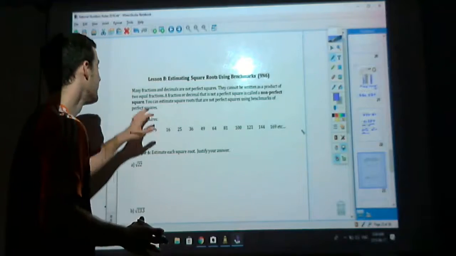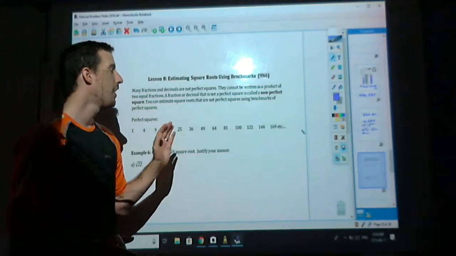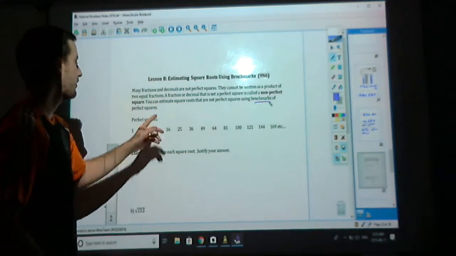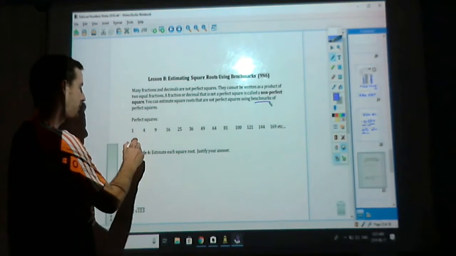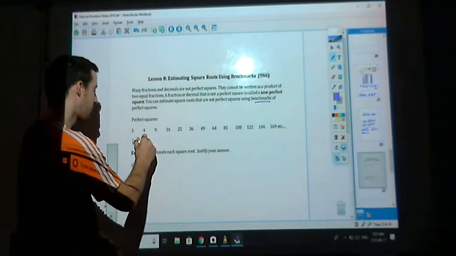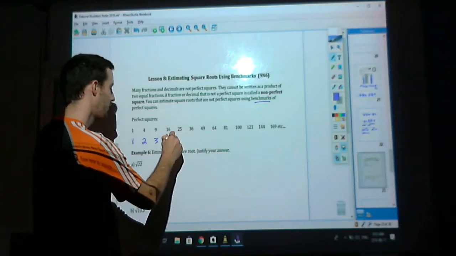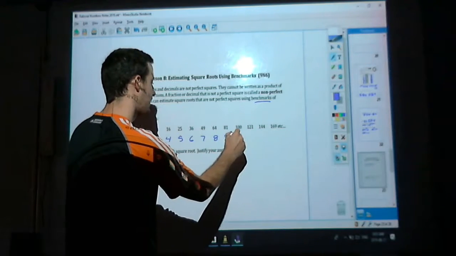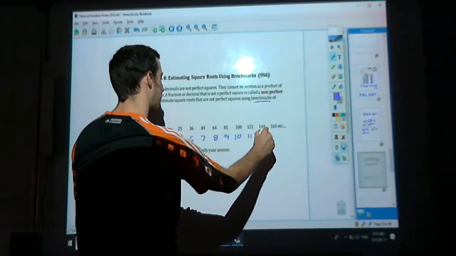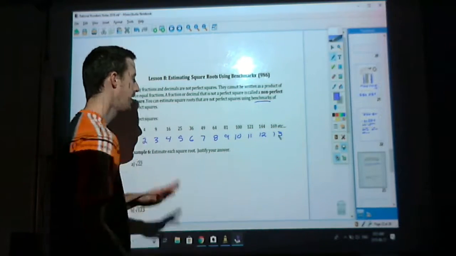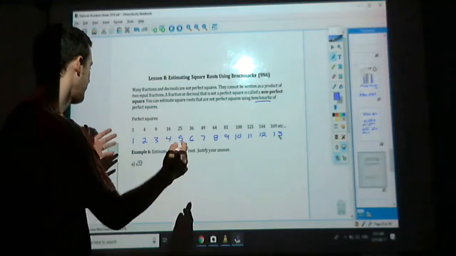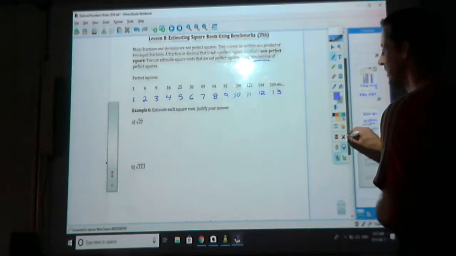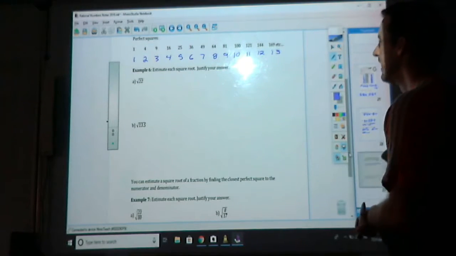Mind blown, I know. You can estimate square roots that are not perfect squares using benchmarks of perfect squares. So these are perfect squares, and they align with the numbers 1, 2, 3, 4, 5, 6, 7, 8, 9, 10, 11, 12, 13, okay? I know, seems basic, we're counting to 13, but this is going to be important to know. All right, so let's keep it moving here. Kind of get back to the grade 9 level of things.